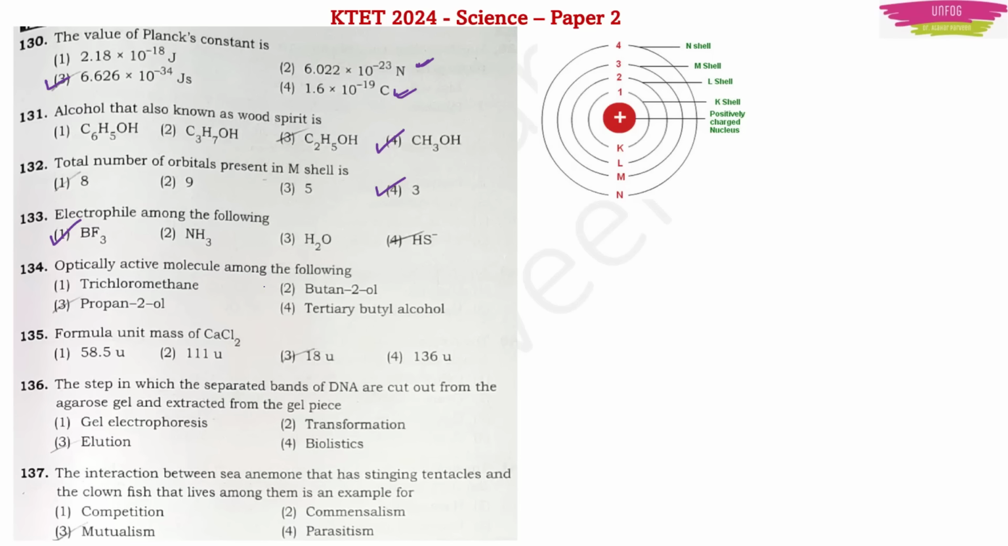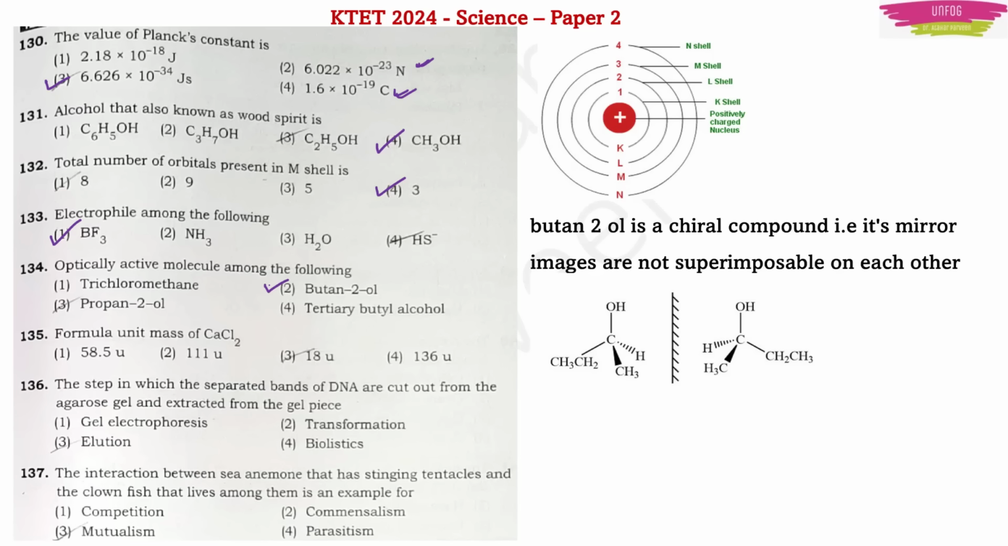So the optically active molecule is actually butane-2-ol. This is related to chirality. Butane-2-ol is a chiral compound. Chiral compound means it has mirror images, and if you superimpose them, they will not be the same, they will be different. The mirror images are not superimposable on each other.